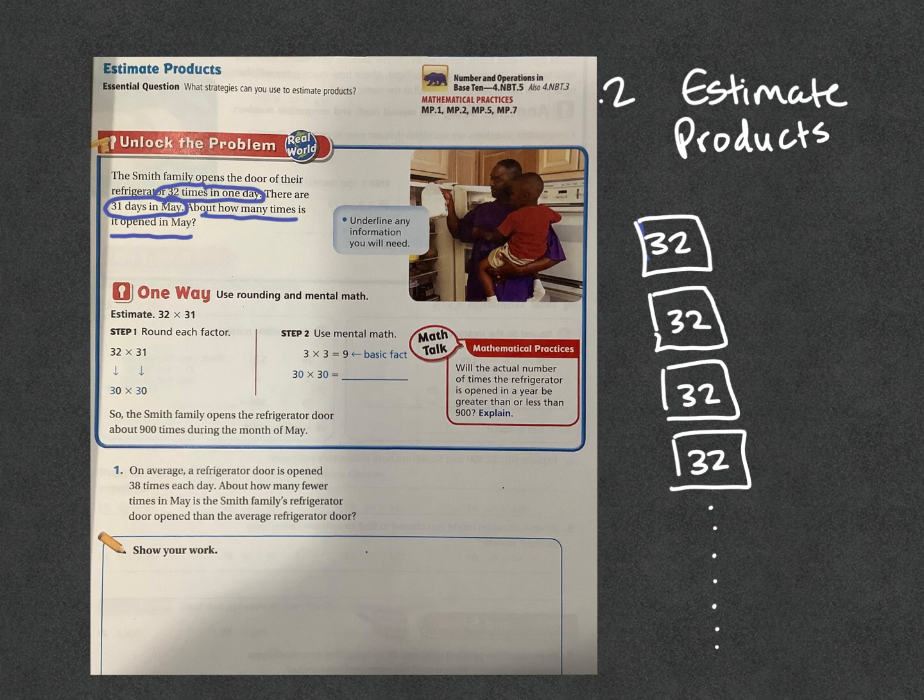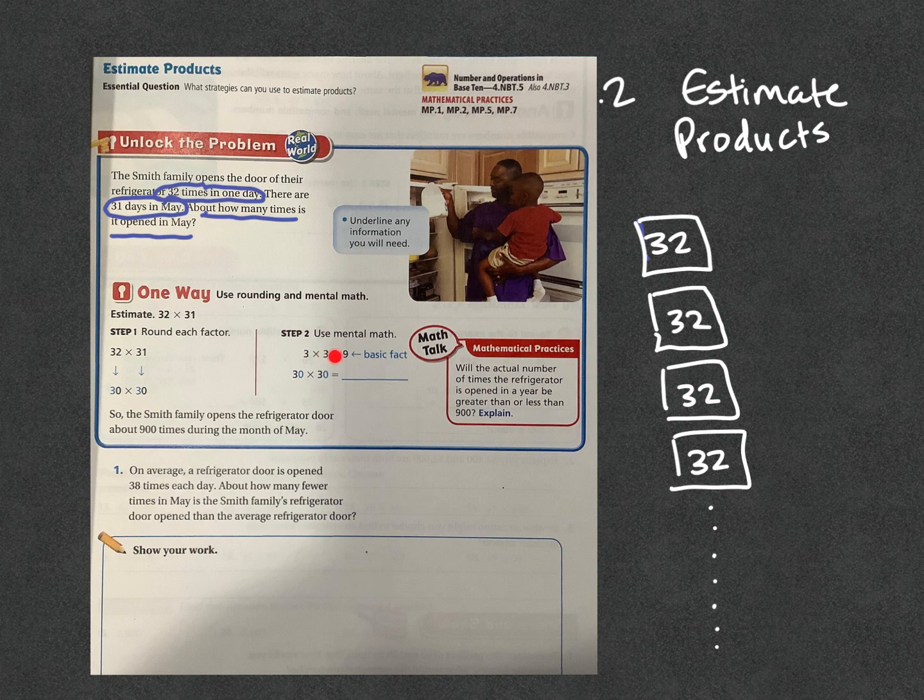And that's what they have for us to do here. We're going to multiply 32 times 31. And again, in this lesson, they just want the estimate. So we get to round those numbers to their greatest value and then do the calculation. So we'll round each factor. The factors are the numbers that are being multiplied. That's what factor means. We would round 32 to 30. We would round 31 to 30.